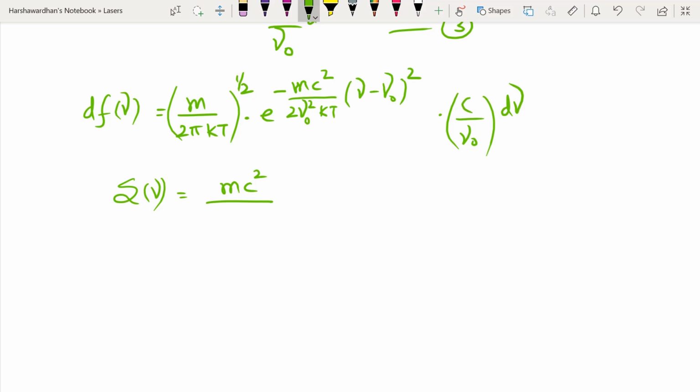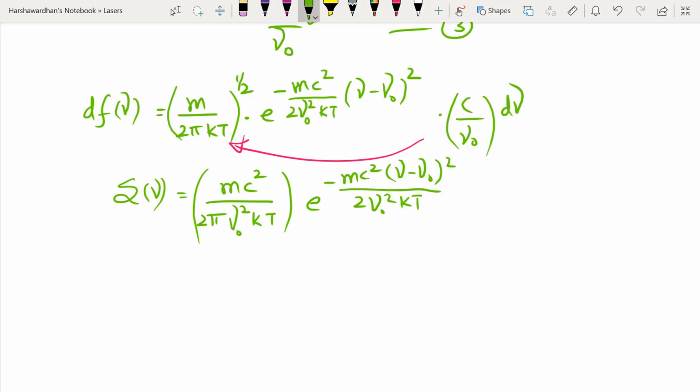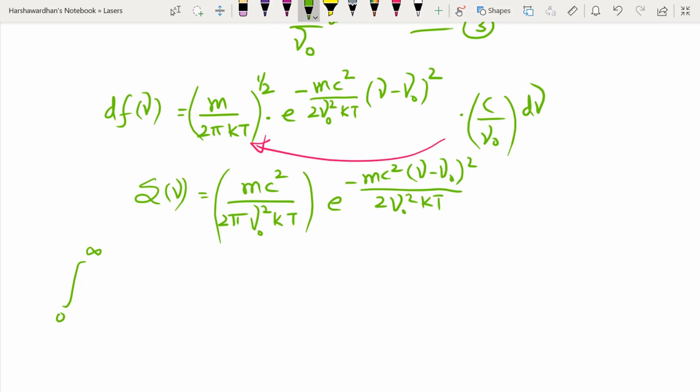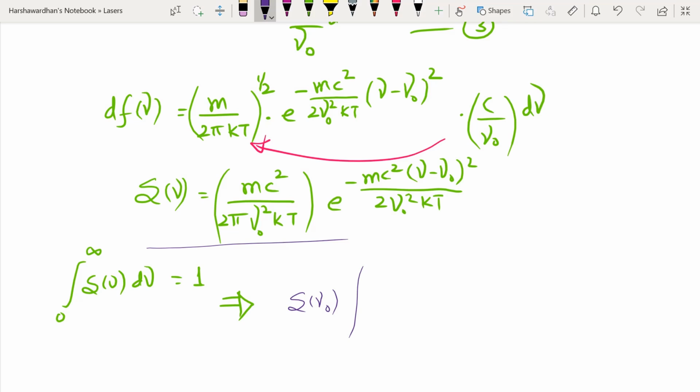I'll just collect all these terms together. m c square, put this term back in here. So I have m c square, right? And clearly this satisfies all the properties of a distribution. Remember, what was the property? I have that my integral over the distribution S of nu d nu should give me 1. So let us check this out. I'm writing the prefactor as simply S of nu naught, and this is the integral from 0 to infinity of exponential minus m c square nu minus nu naught whole square divided by twice kT nu naught square d nu.